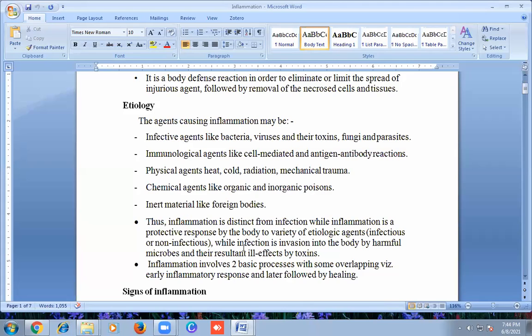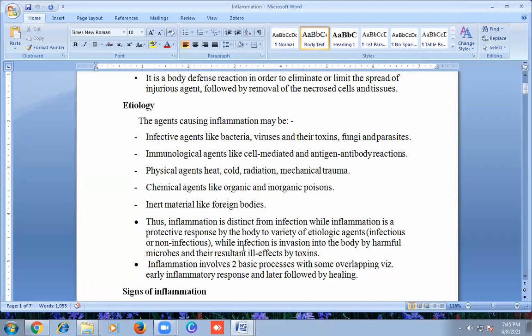While infection is the invasion into the body by harmful microbes and their resultant ill effect by the toxins. Infection means what? The harmful agents invade that individual and the individual will feel sick. That is the infection. Direct attack of the causative agent, so that it is harmful.